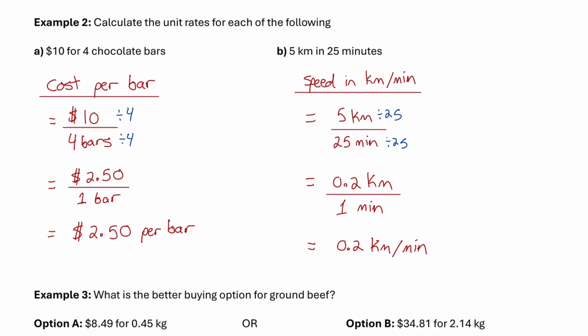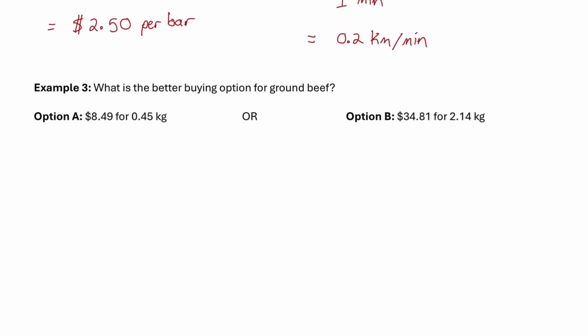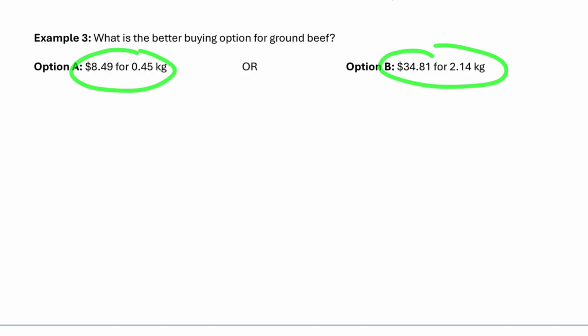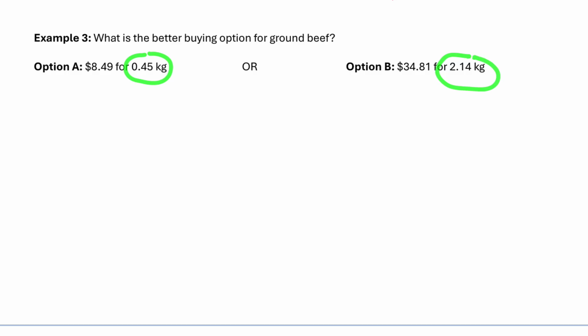Let's see how we can apply this knowledge in example 3, where we figure out the better buying option for ground beef. To figure out the better buying option, we want to convert both option A and option B to unit rates, so we can see how many dollars it is per 1 kilogram. We want the second quantities of both of them to match, so it's easy to compare them. So we might as well make it a unit rate where the second quantity is 1.